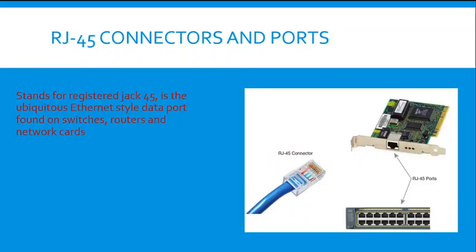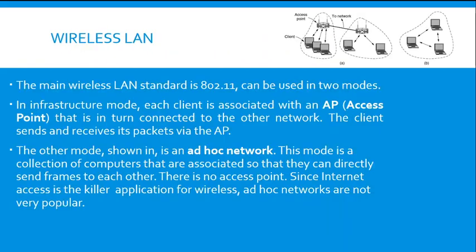We have RJ45 connectors and ports. It stands for registered jack. RJ45 is the big use Ethernet-style data port. This is on the switches, routers, and network cards. As you can see, the illustration shows our RJ45 connector and RJ45 ports. We can find it in the network card on our computers, also on the switches, routers, modems, hubs, wherever we have to connect the RJ45 connector, registered jack.